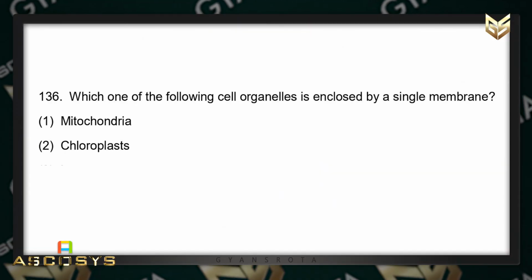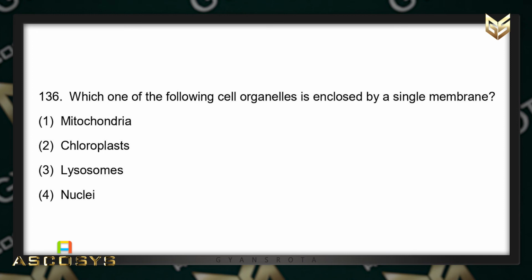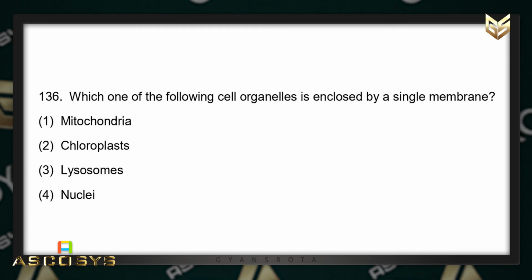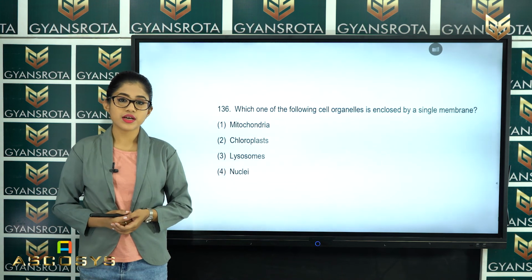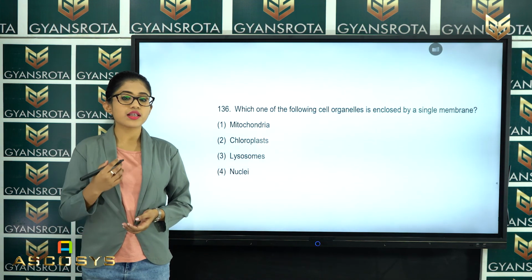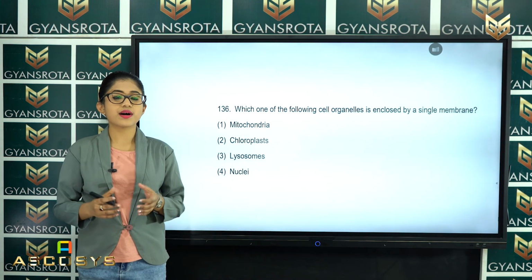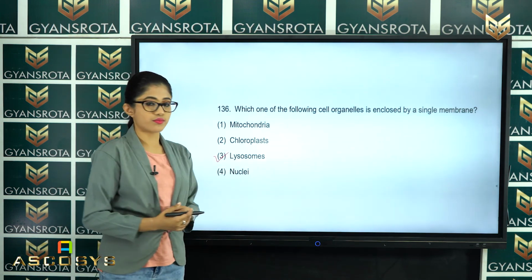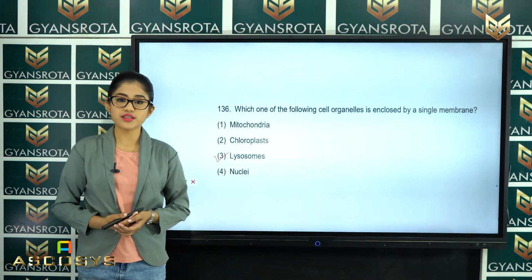Which one of the following cell organelles is enclosed by a single membrane? These are 4 options given: mitochondria, chloroplast, lysosomes or nucleic acid. So, this is from the chapter Cell, the Unit of Life. So, there we have got all these different types of cell organelles and their function. So, in the question it has asked which one of the following cell organelles is enclosed by a single membrane? That is the option number 3, lysosomes. So, this is the correct answer of this question. Now, let us move on to the next question.